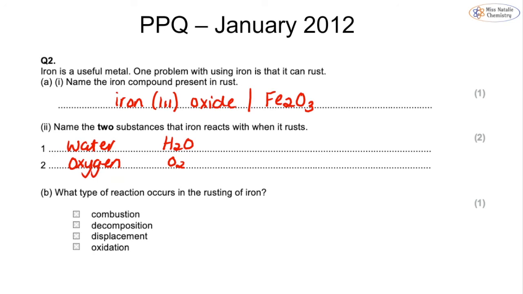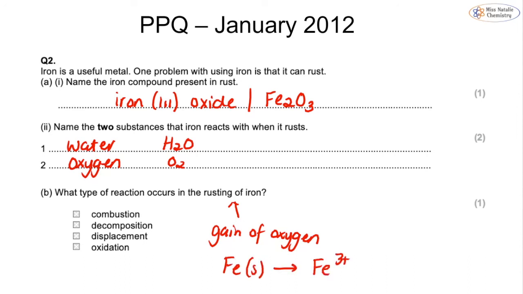What type of reaction occurs during the rusting of iron? Well, the rusting of iron is a gain of oxygen, or going from iron metal to iron 3+. So a loss of electrons. So that means that if we are losing electrons or gaining oxygen, it must be an oxidation reaction.